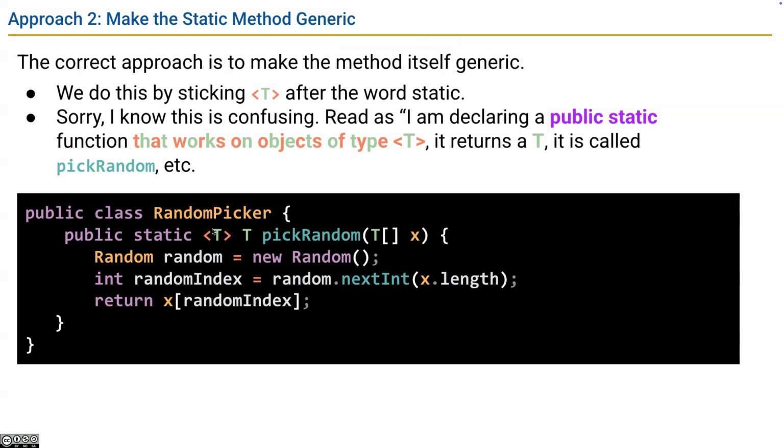I know this is confusing, and this is an advanced topic that's just barely in scope in 61B. You're only going to write a tiny bit of code like this. And I've never taught it before in 61B, and the TAs probably don't know it, so be patient with them. But basically, the way you should read this is, I am declaring a public static function that works on objects of type T. It returns a T, and it's called pickRandom and so forth. So this little thing right here tells you that this is a generic function.